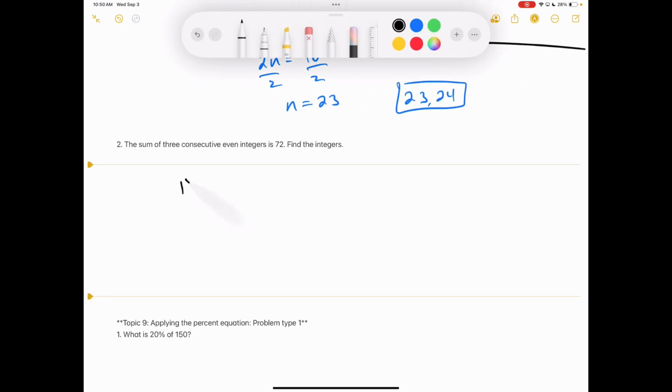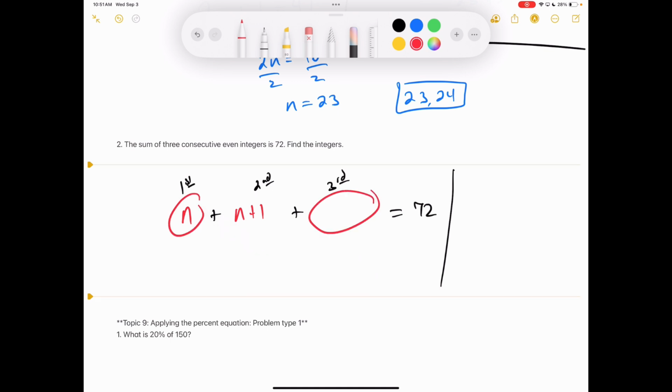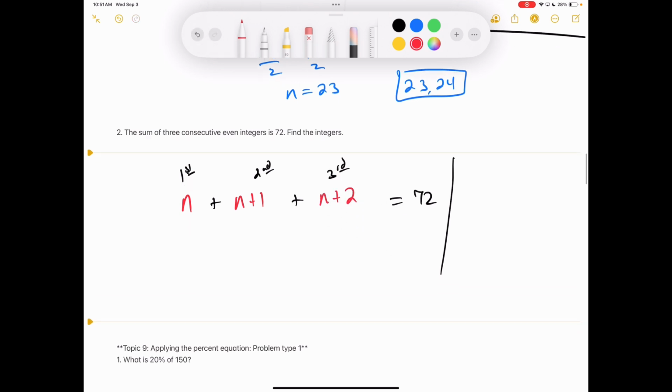You can do that. So like this one, the 3 consecutive integers. Okay, so you have 3 numbers here: the first number, the second number, and the third number. And we're going to add these all up to equal 72. Just like last time, my first number is n. My second number is n plus 1. So if I have my numbers 7, 8, 9, how do I go from 7 to 9? You would add 2.